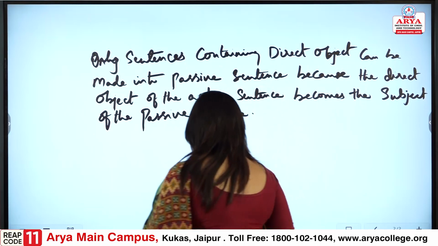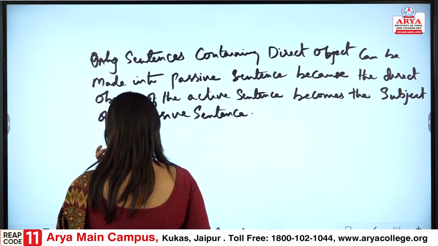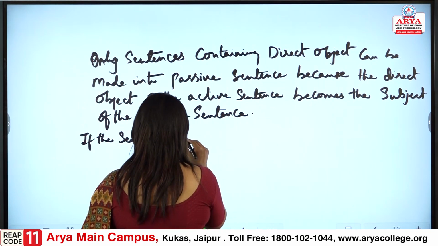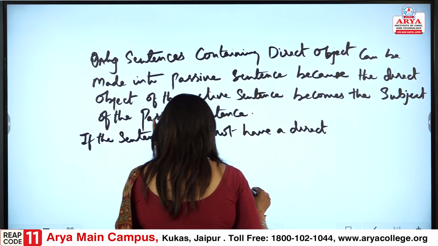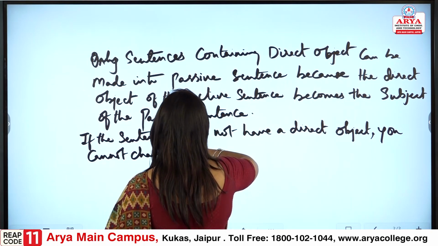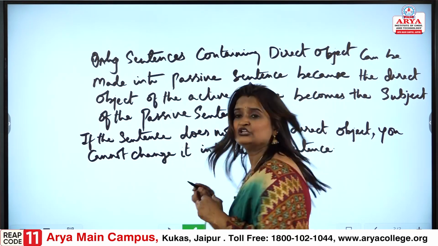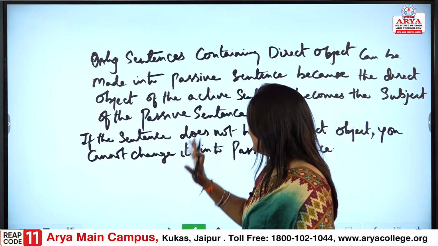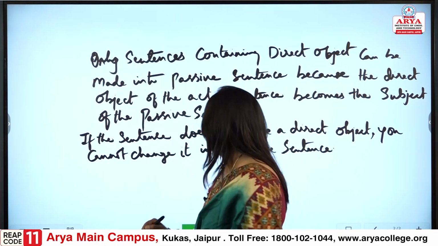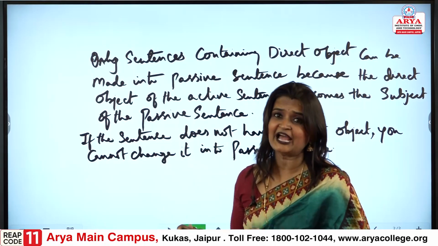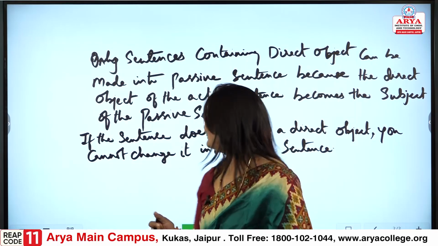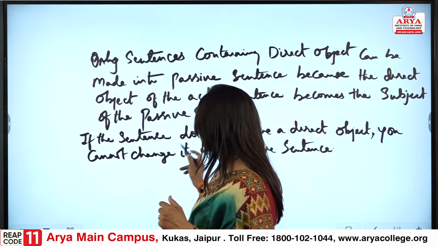Fine. So, again we will take care of this. There is one more point: if the sentence does not have a direct object, you cannot change it into a passive sentence. This is very important to remember. Mahatma Gandhi was the direct object. If we say Nathuram Godse killed, whom did he kill? We don't have it, so you cannot change it into passive.